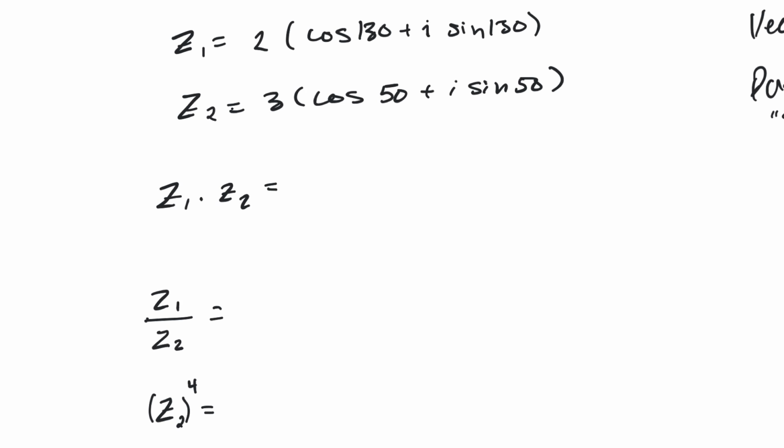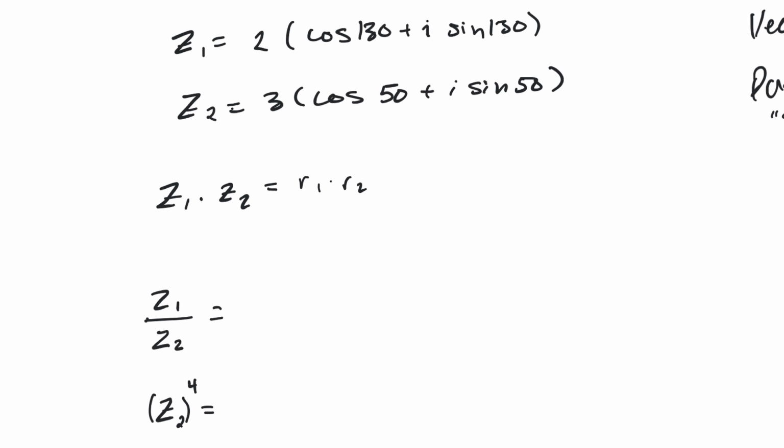So I've got z1, which is 2 times the cosine of 130 plus i sine of 130. We have z2, which is 3 times the cosine of 50 plus i sine of 50. So we have two complex numbers in polar form, and we want to be able to multiply them together. It's super easy to do. I'm going to write out the formula for it, and then I'm going to actually do the math with the two numbers here. So when you do that, you take r1 times r2.